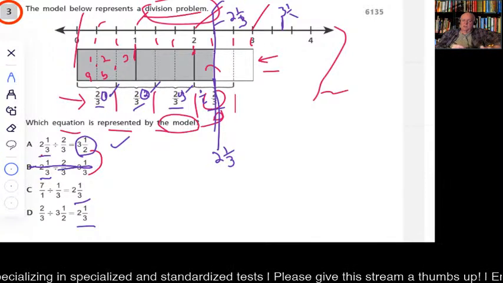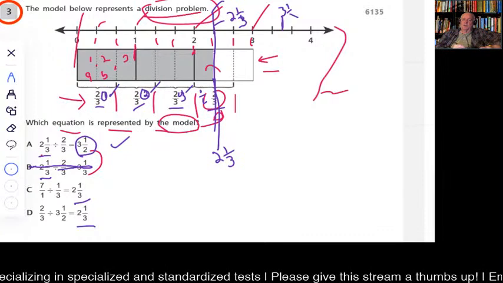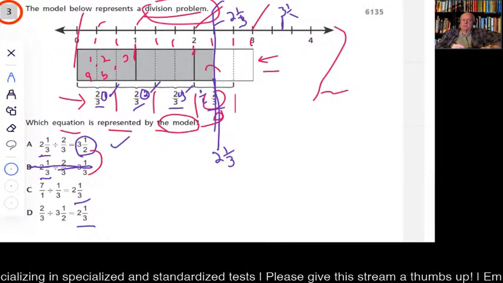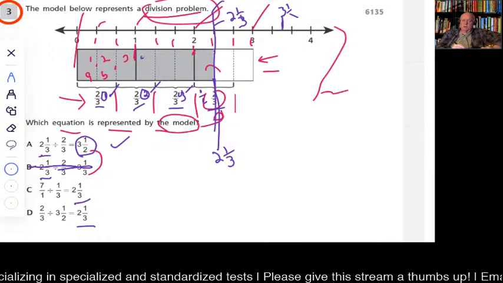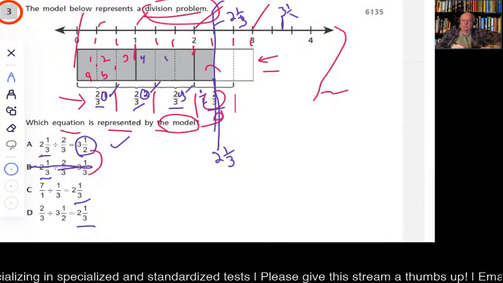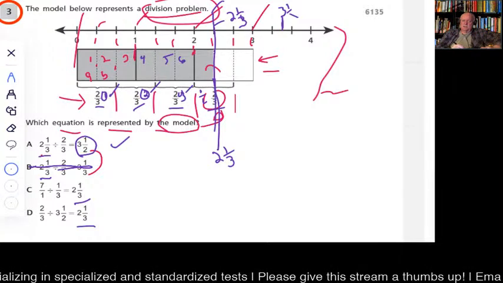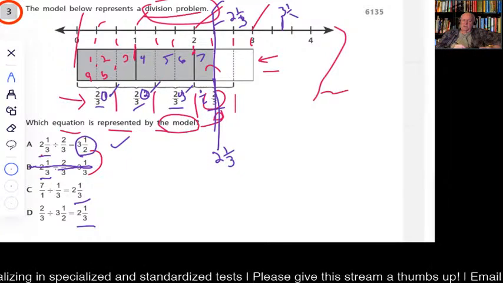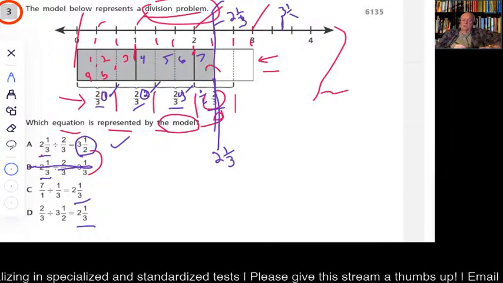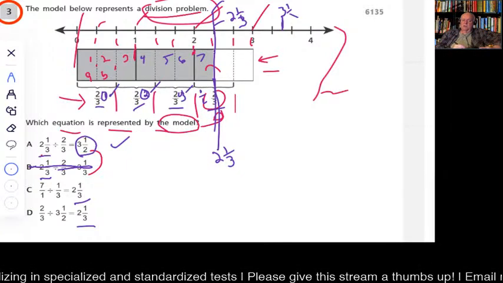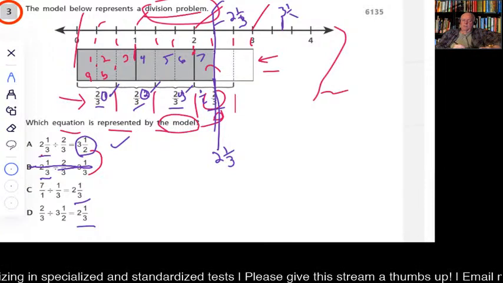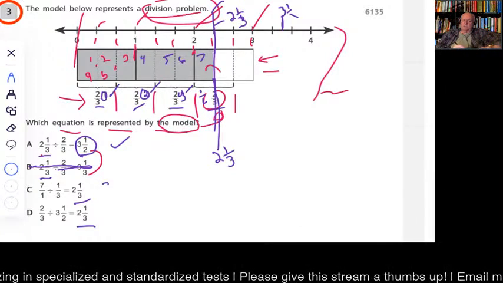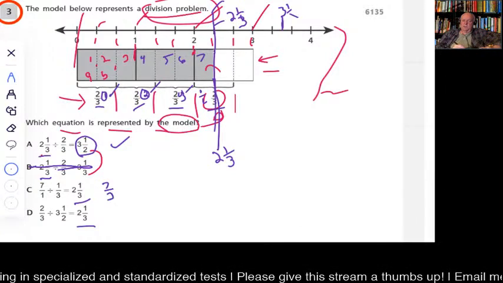Okay, C says 7/1. Where are they getting 7 from? They're getting 7 because if you number this 4, we already had 1, 2, 3, 5, 6, 7. So that's 7 divided by 1/3. So they are in thirds. Gives us 2 1/3, right? Because 7/3 is 2 1/3.